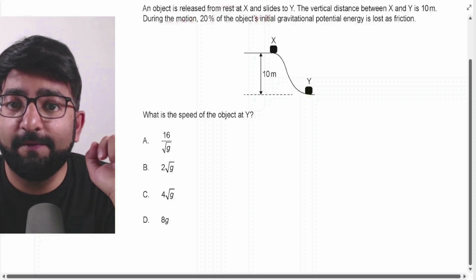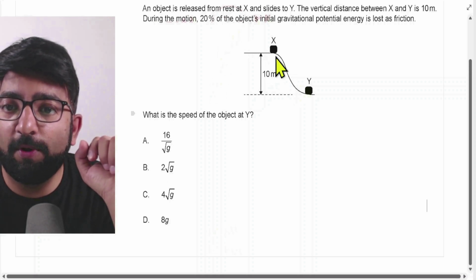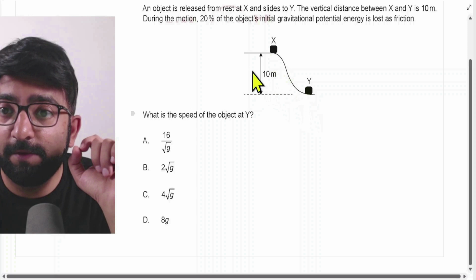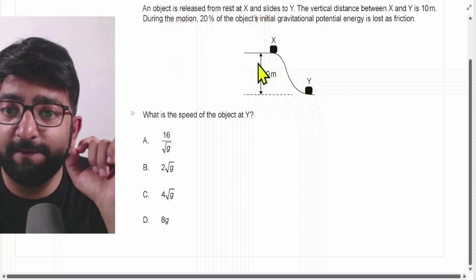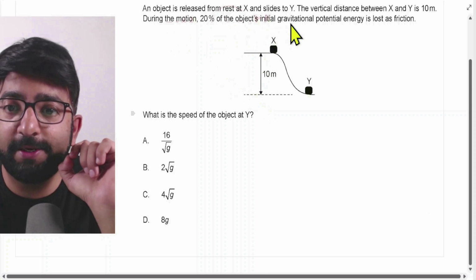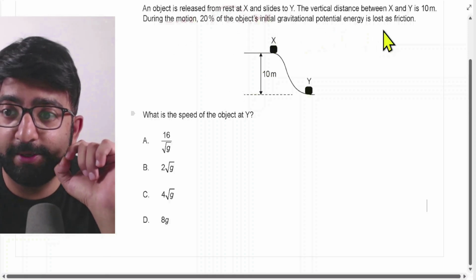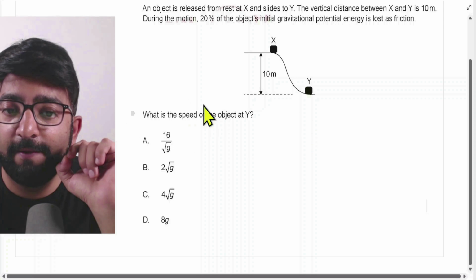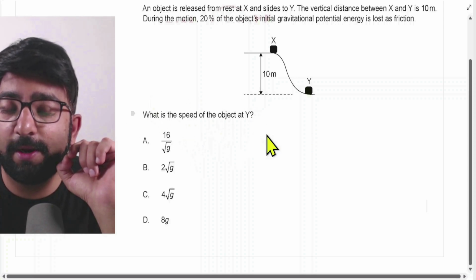Here we have an object which is released from rest at the point x and it is sliding to y. The vertical distance between x and y is given as 10 meters. During the motion, 20% of the object's initial gravitational potential energy is lost as friction. We need to find the speed of the object at y.